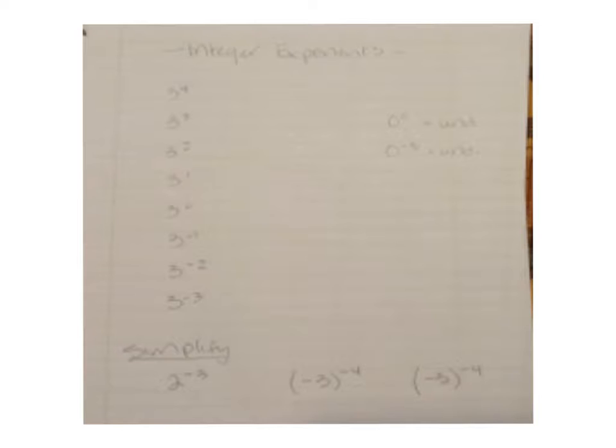So let's take a look at these notes. We're going to look at some patterns here. We have 3 to the 4th, 3 to the 3rd, 3 squared, 3 to the 1st, 3 to the 0, 3 to the negative 1, negative 2, and negative 3. So let's take a look at 3 to the 2nd power. 3 squared, we know, is 9. 3 cubed is 27. 3 to the 4th is 81. 3 to the 1st is simply 3. Any base to the 1st power is that number.